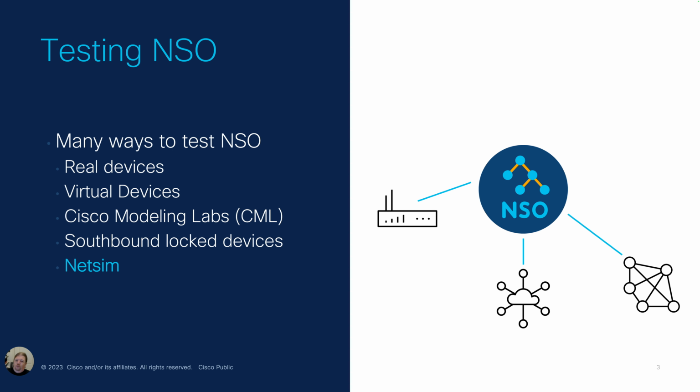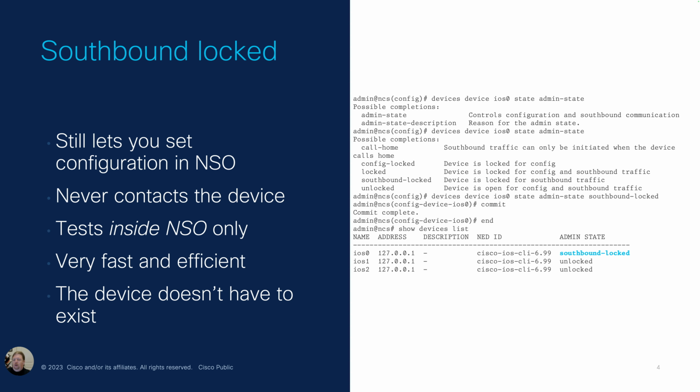There are two ways of doing it in NSO without involving real devices. One is to use southbound locked to lock a device. The other one is to use Netsim. Netsim, as you know, is the main topic today, but I want to take one moment to talk about southbound locked, because I think that is a technique that is easily missed. It is essentially just taking a device and setting the admin state to southbound locked.